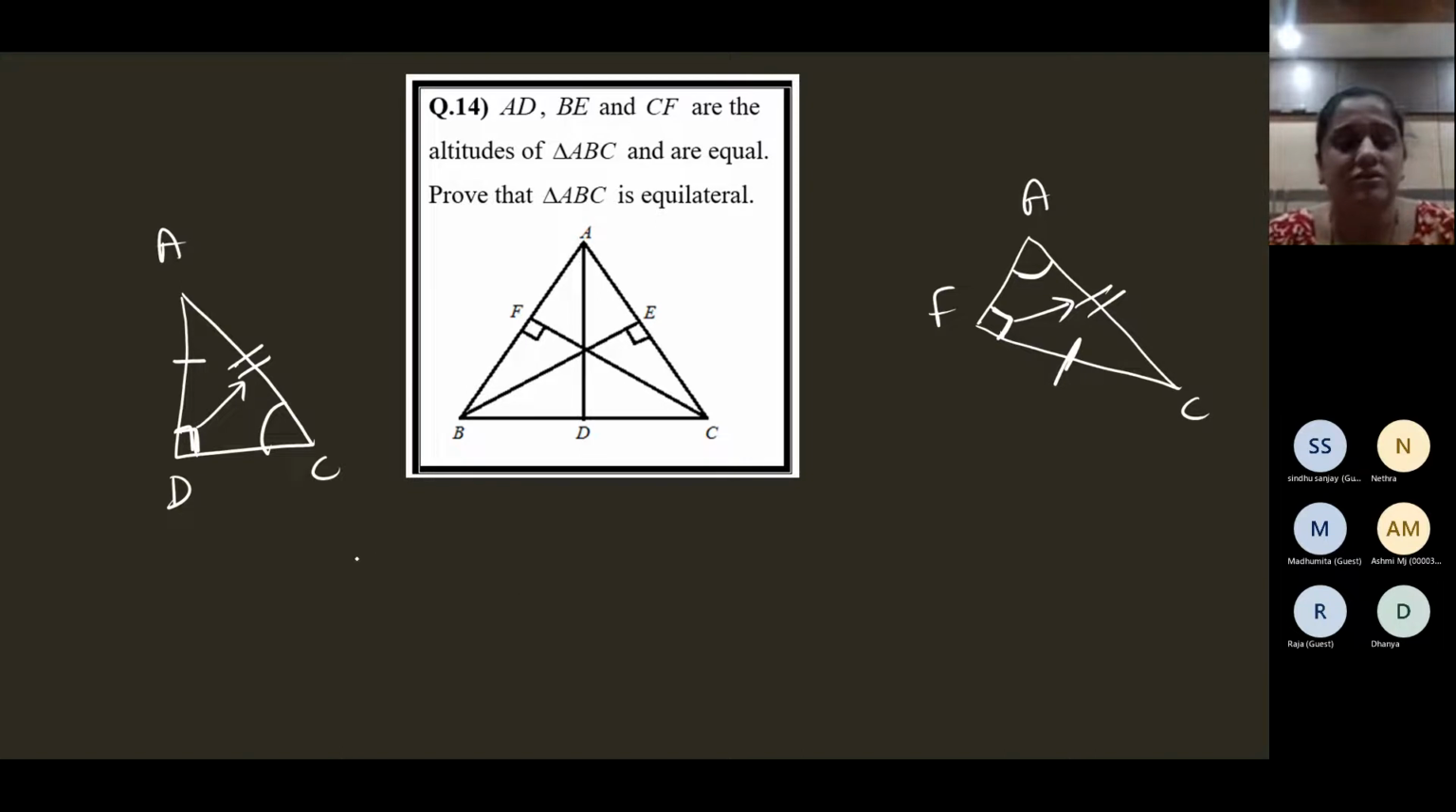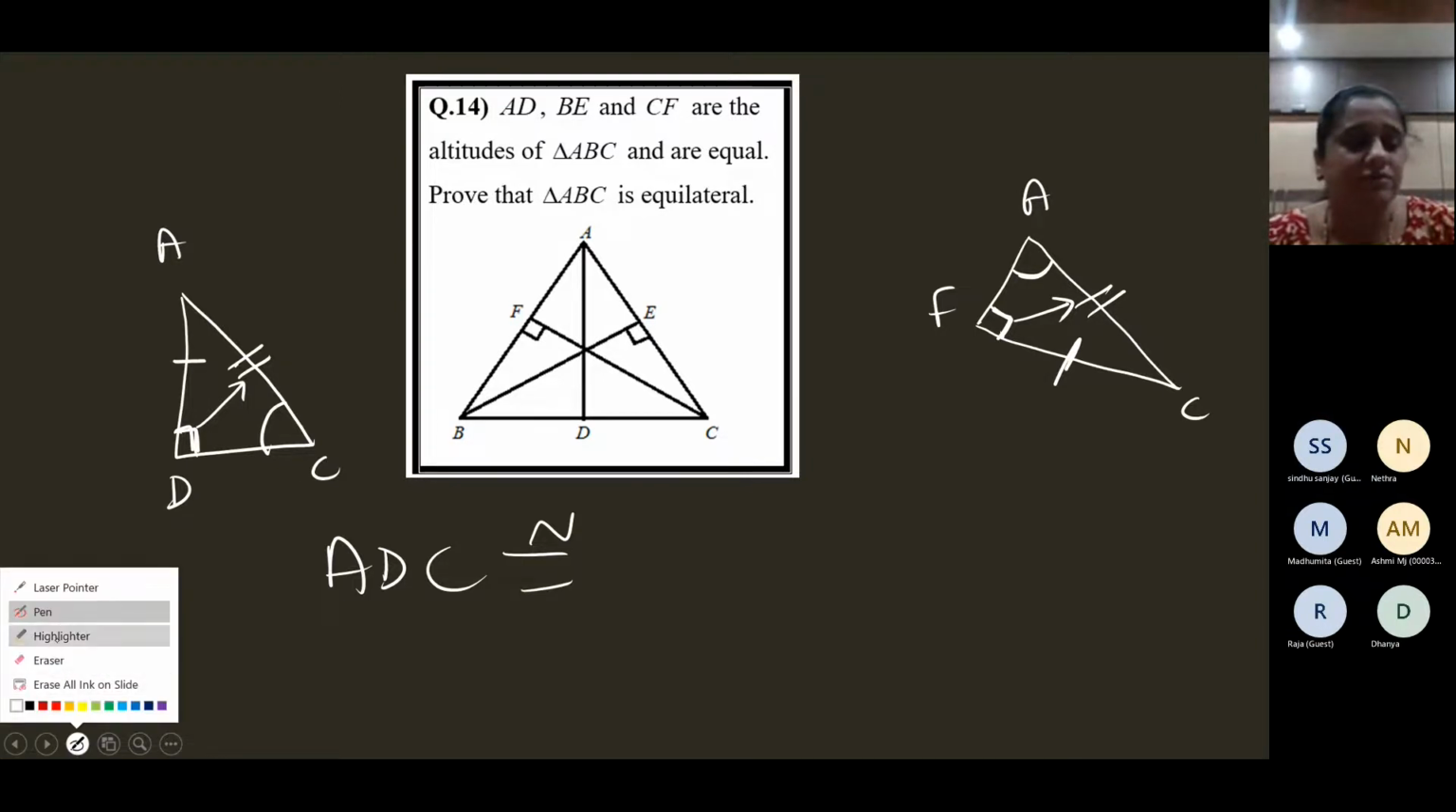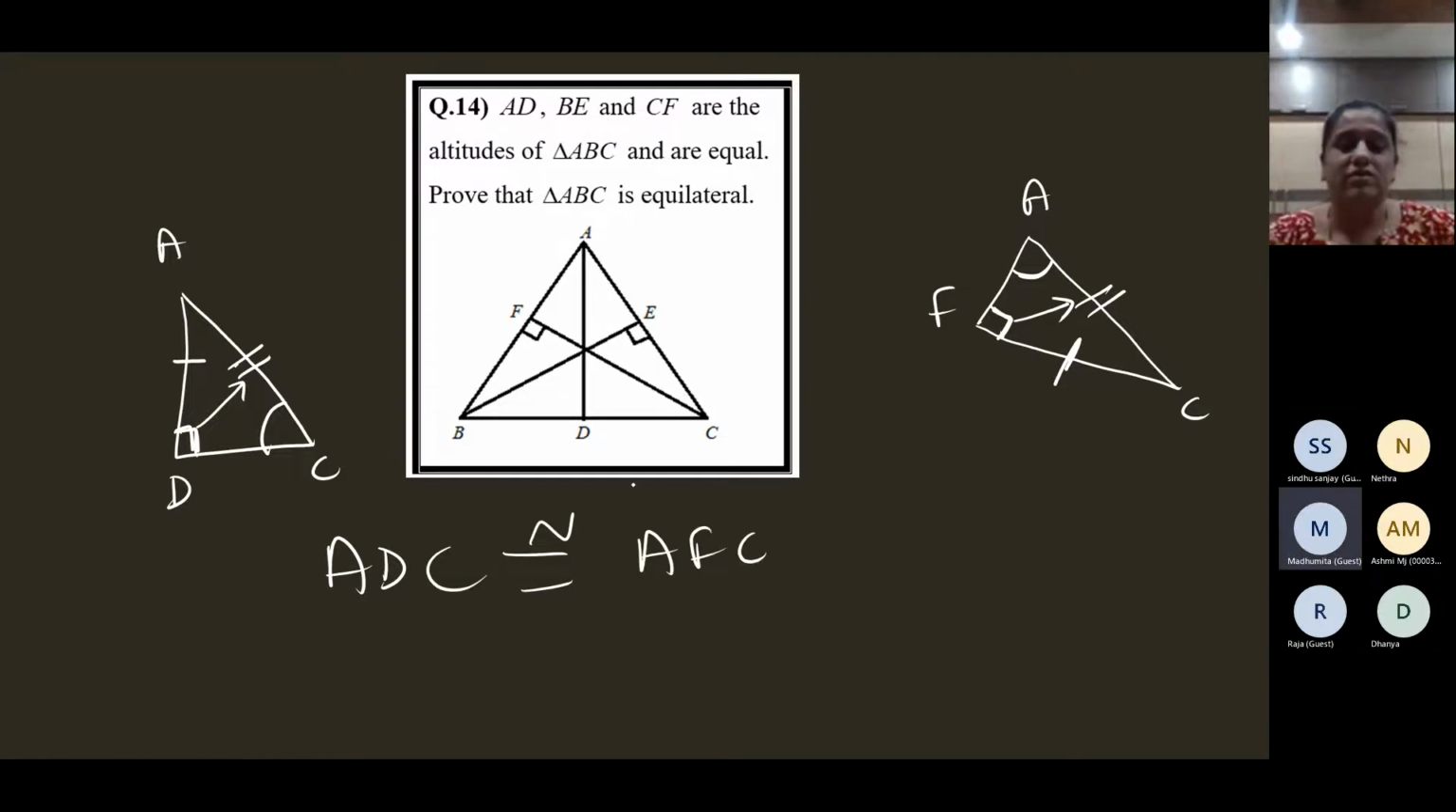Now tell me the order, children. How will you write this? If you say ADC congruent to what? AFC. AFC, ma'am. AFC, is it? No. Okay, one minute, wait. You're saying AFC, right? Let me just write that. CFA. Yeah, it is CFA.